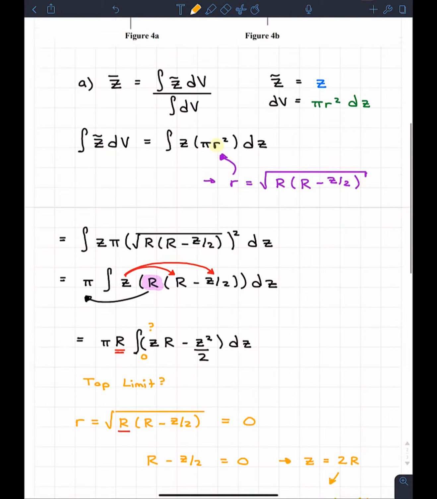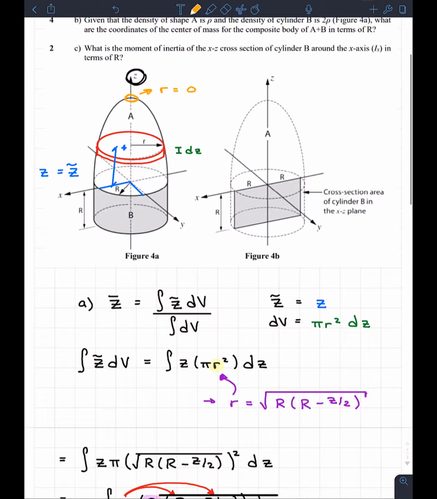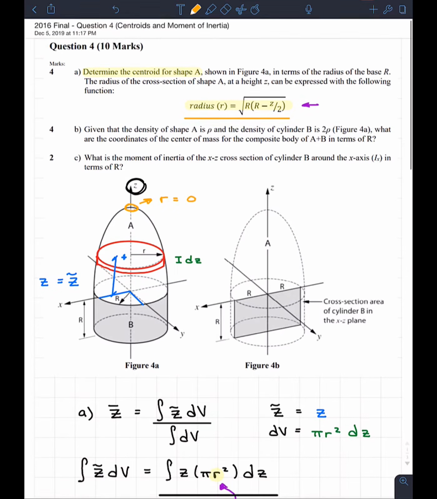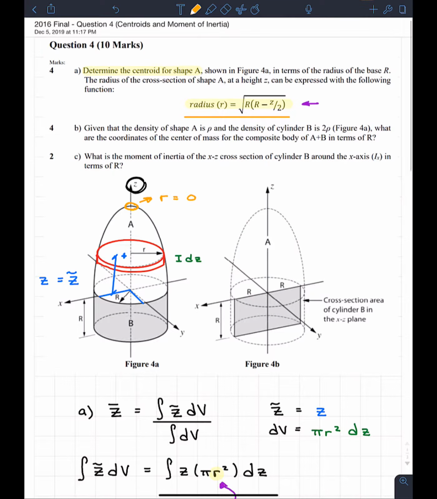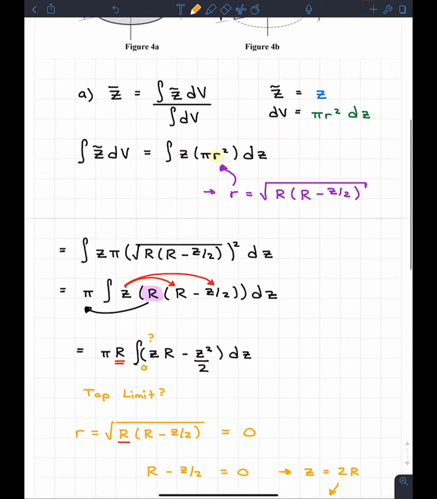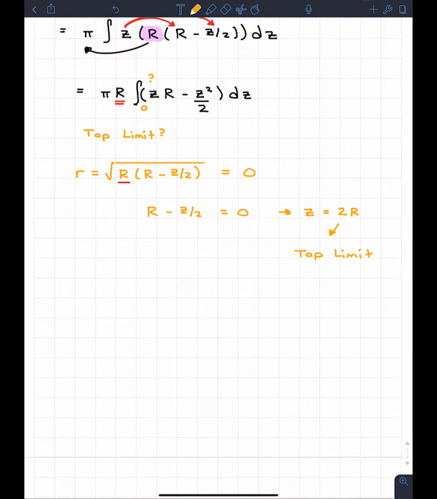And usually they're going to be nicer and they'll give you the top limit, but if they don't, this is when you have to realize, okay, I have an equation that describes the radius. And what happens to the radius as it approaches the top? Well, of course, we see that the radius goes to 0, so I can make that equation equal to 0, and then I can solve for the z value at which it goes to 0.